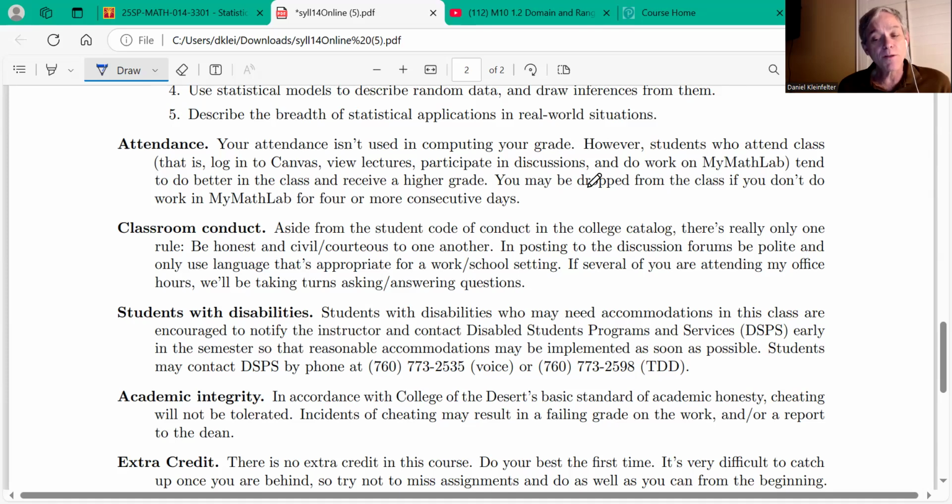You may be dropped from the class if you don't do work on MyStatLab, my math lab, for 4 or more consecutive days. If something comes up that means you're not going to be able to do that, but you do want to stay in the class, let me know. Unfortunately, people sometimes just kind of drift away from online classes, and if you disappear for 3 weeks, I'm going to assume maybe you're not coming back, and I may drop you from the class so that you don't end up with a really bad grade just due to non-attendance.